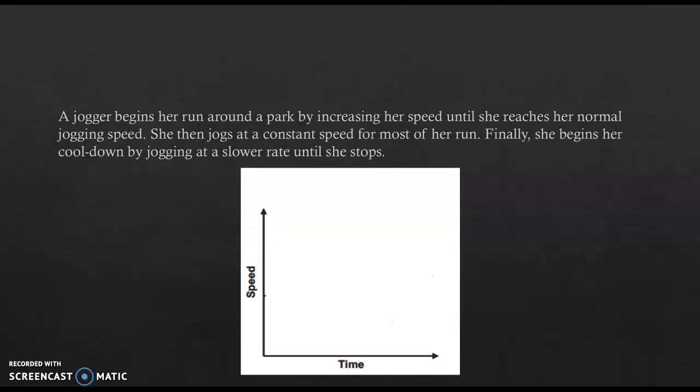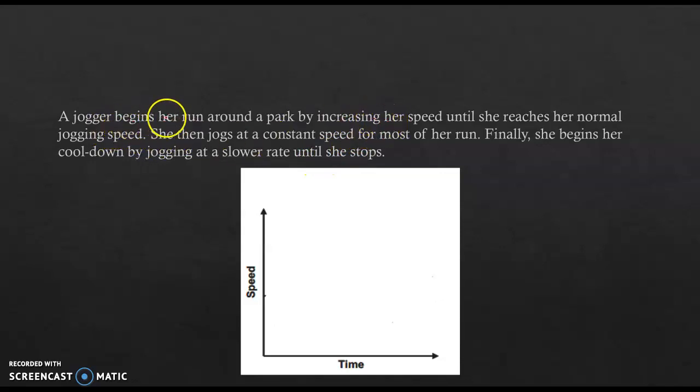All right, so here is our next one. A jogger begins her run around a park by increasing her speed until she reaches her normal jogging speed. So we're going to start sketching. She then jogs at a constant speed for most of her run. Finally, she begins her cool down by jogging at a slower rate until she stops.